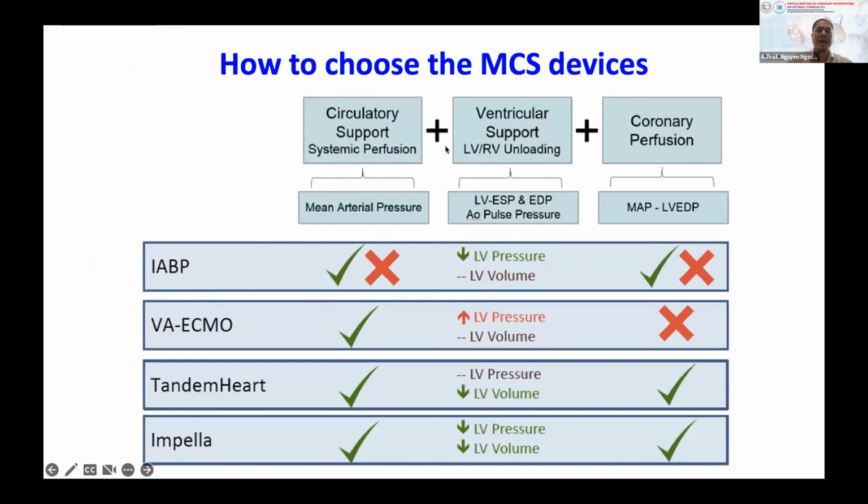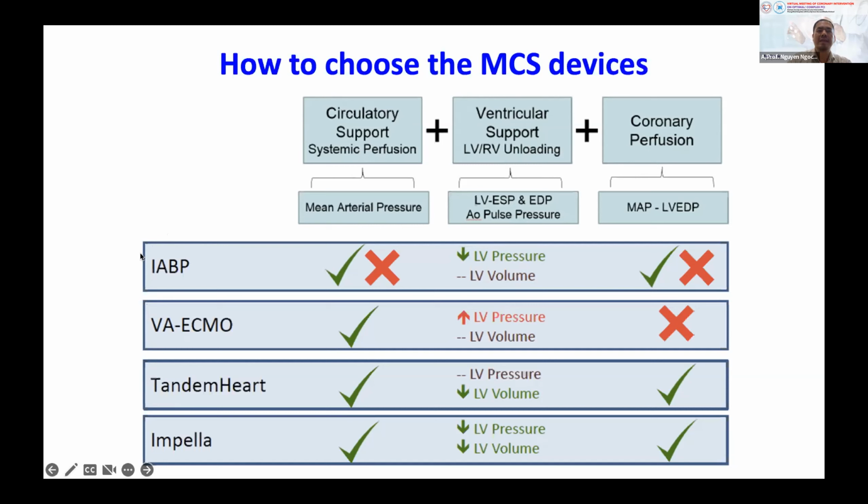So, back to the question of how to choose the device. It is based on what kind of support you need, for example circulation support, LV unloading, or coronary perfusion. For coronary perfusion, IABP is good. Circulation support might be good, especially when the patient has a regular arrhythmia. For unloading the LV, it is not very clear.